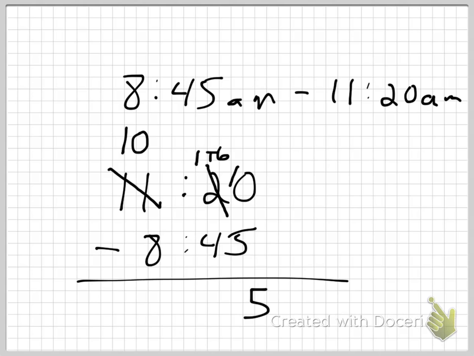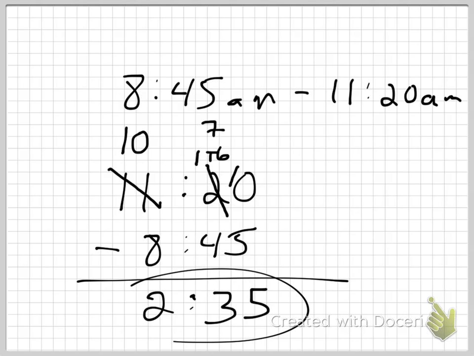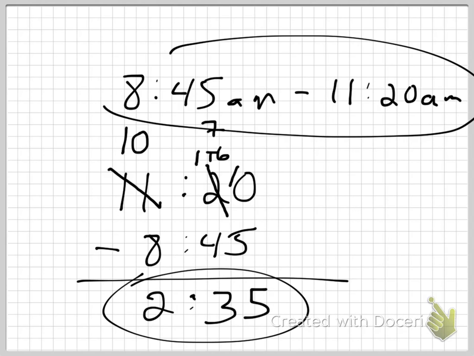So this right here is 10 minutes. I'm going to add 6 to it because that is 60 minutes. 1 plus 6 is 7. I now have 70 minutes here. Can I subtract the 4 from 7? Yes. 10 minus 8 is 2. 2 hours and 35 minutes. Can you look at the original question and see if 2 hours and 35 minutes seems right? Yes, it does. Does that make sense?